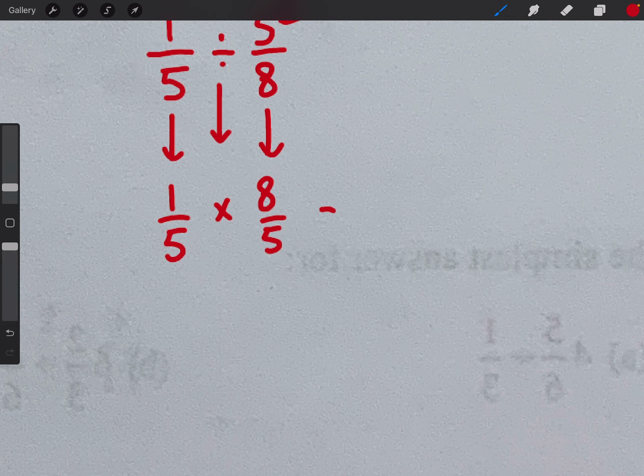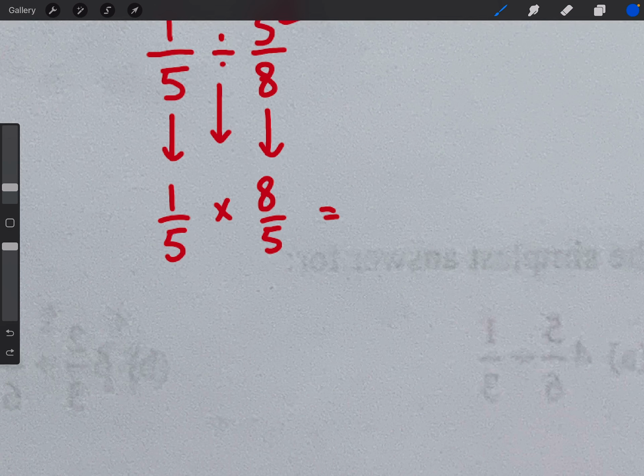Can we simplify anything? Oh, look, there's a 5 and a 5. Can I simplify this? Can I say, hey, I can divide them both by 5? This will be a 1 and this will be a 1. Can I do that? No, I can't. Again, you cannot do a cross, like across here. You can only do top and bottom.